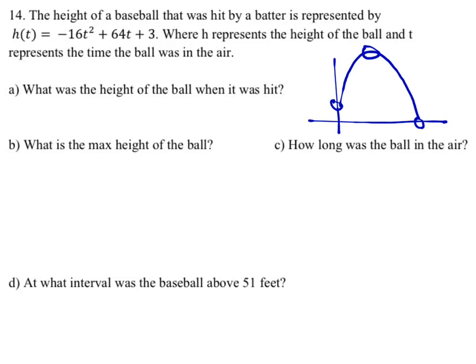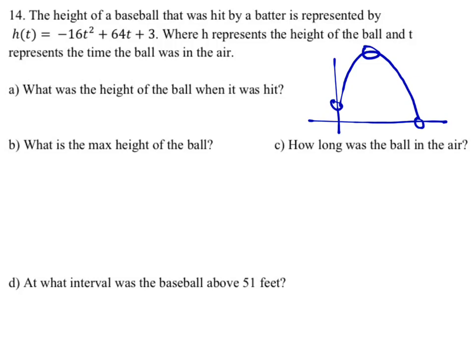Now the reason I didn't draw the other x-intercept here is because this point is the moment that the ball was hit. This is the moment that time began, because it says that t represents the time the ball was in the air. Well, the ball was in the air from the moment it was hit until it hit the ground. So understanding how all these parts of the parabola are represented in these questions.